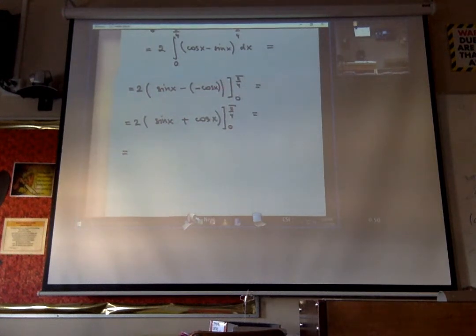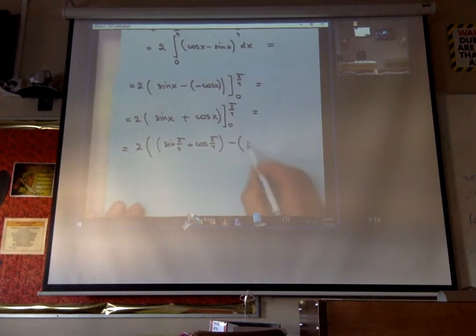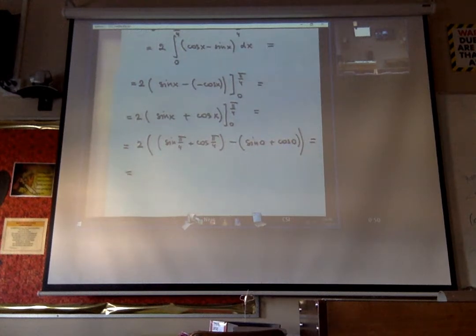Well, and then just substitute. Now I'm going to take this 2 completely outside, okay? And now what I have is sine of pi over 4 plus cosine of pi over 4. That's the substitution of pi over 4 into my function. And then I have minus, sine of 0 plus cosine of 0, and close the parentheses. Again, by looking at your previous exams, I know some of you are not friends with the parentheses. But it's important to know where to put them.